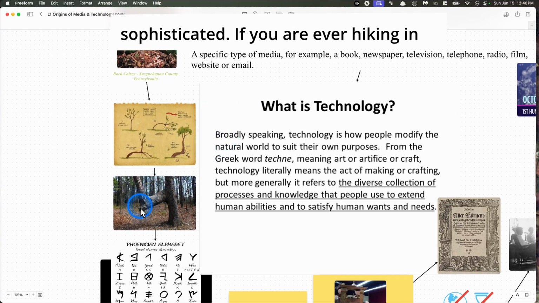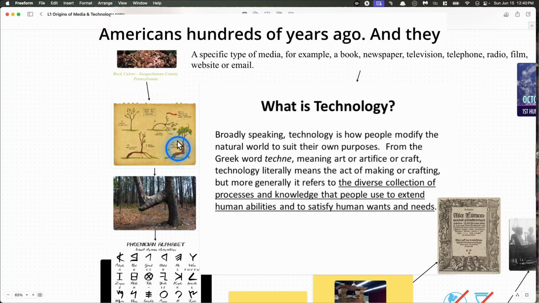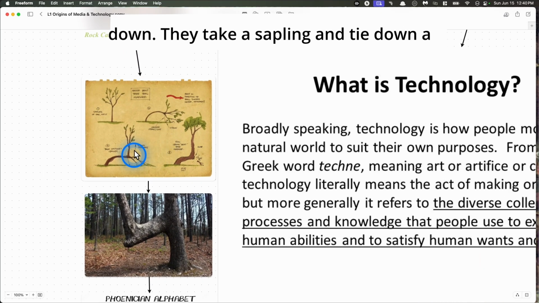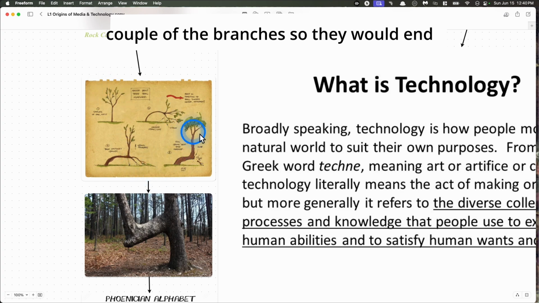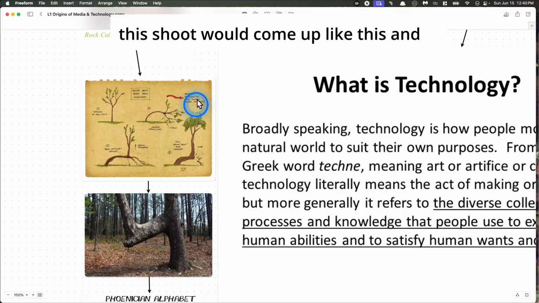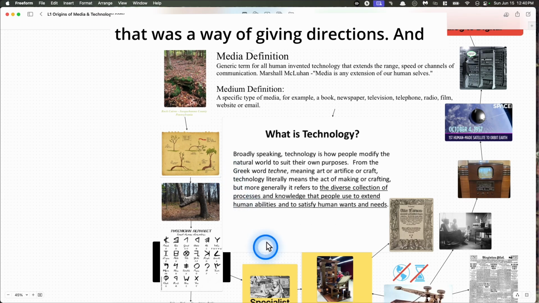If you are ever hiking in the woods and you see something like this, it was probably done by Native Americans hundreds of years ago. They used this technique where they would take a sapling and tie down a couple of the branches so that they would end up getting stuck in the ground, and then this shoot would come up like this and you would end up with this kind of thing. But that was a way of giving directions.